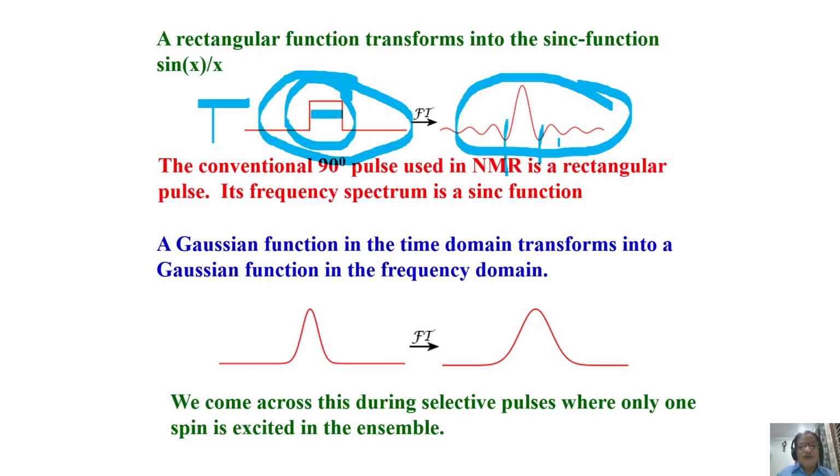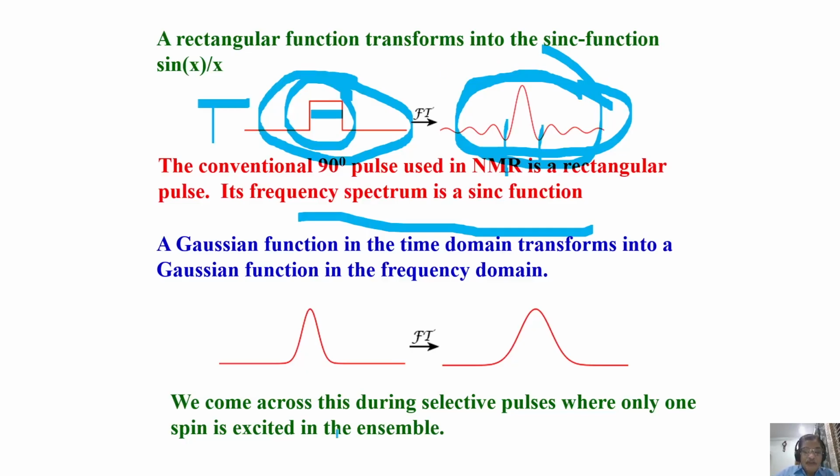The conventional 90-degree pulse that we use in NMR is a rectangular pulse, or you can call it a square pulse, but the frequency spectrum is a sinc function. Please remember, these are some of the things you can work out. I don't want to work out each and every function by mathematics and show you. But I'm just giving you the starting function in the time domain and what you get in the frequency domain.